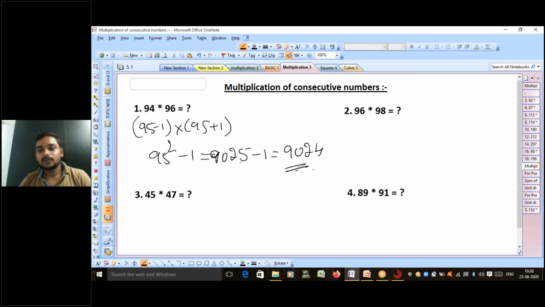Okay, 96 into 98 can be taken as 97 square minus 1 square. It is in the form of 97 minus 1 into 97 plus 1.